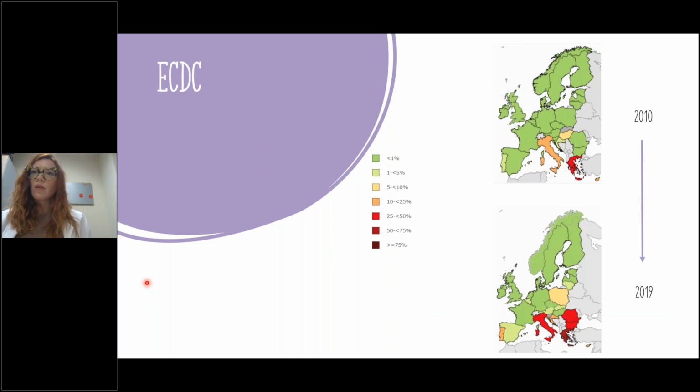The ECDC also has a map of Europe where you can find the rates of carbapenem-resistant Klebsiella pneumoniae, and you can clearly observe here that in the last 10 years there are more and more countries increasing their rates of carbapenem-resistant Klebsiella pneumoniae, especially in the south of Europe, in Italy or Greece. There are more than 50% of this bacteria.